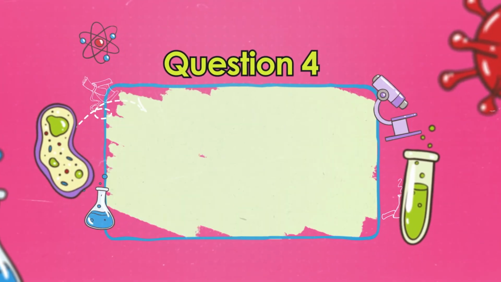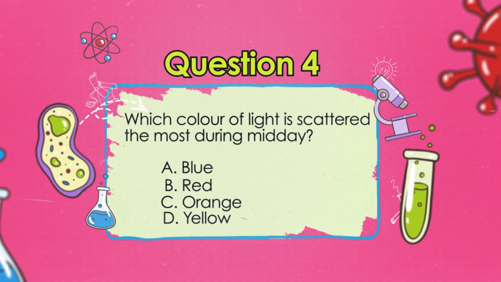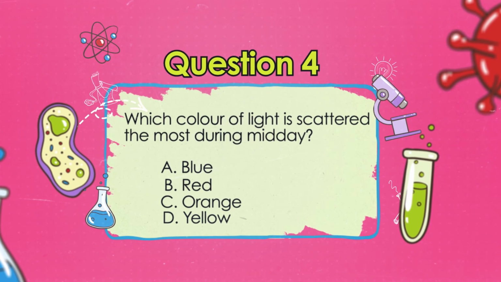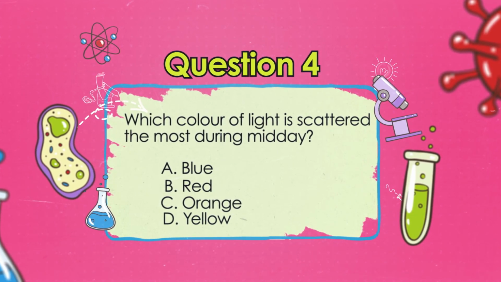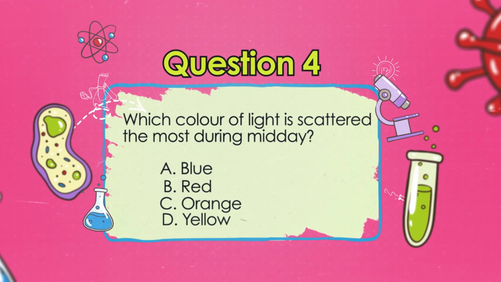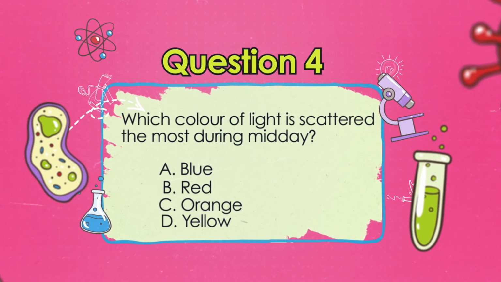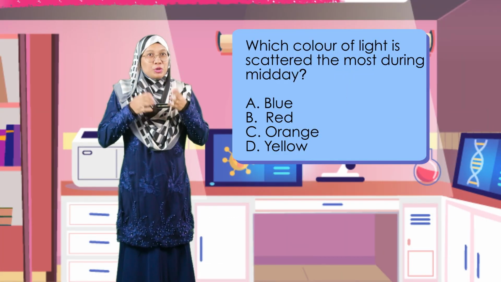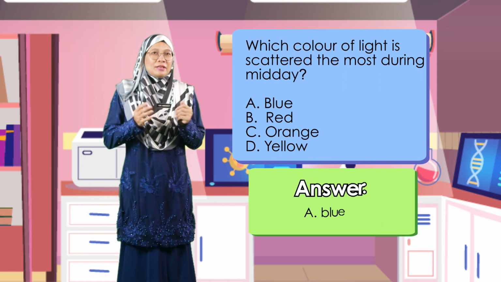Now, we have reached the last question. Which color of light is scattered the most during midday? A. Blue, B. Red, C. Orange, or D. Yellow. You are absolutely correct. The answer is A. Blue.